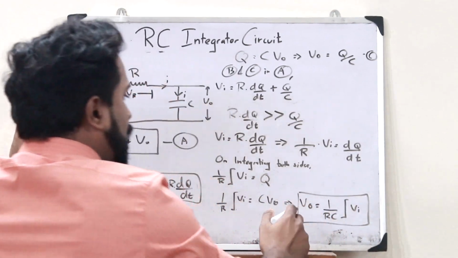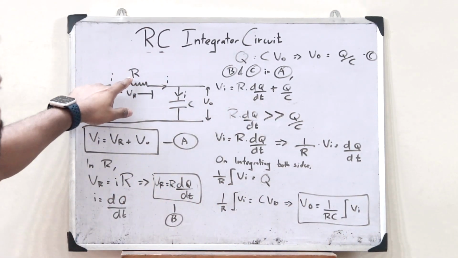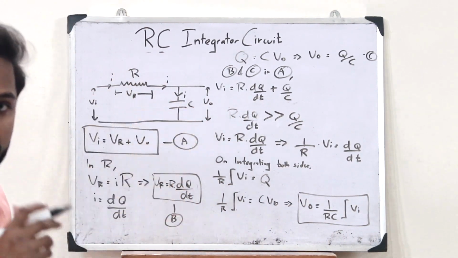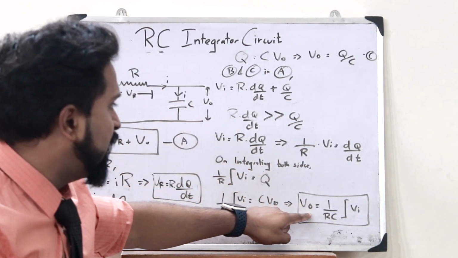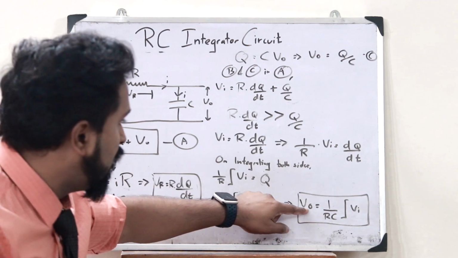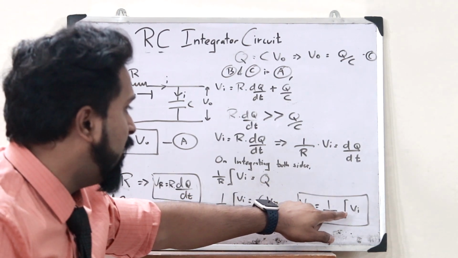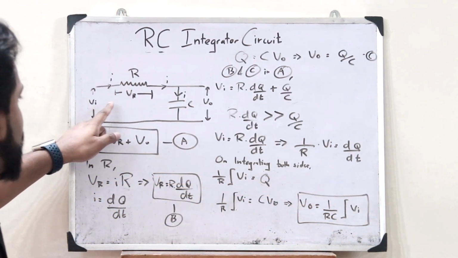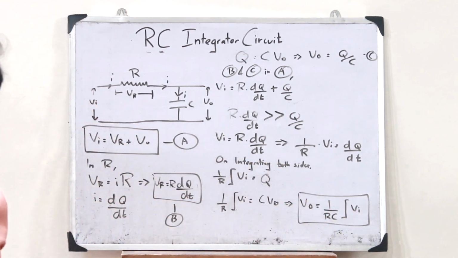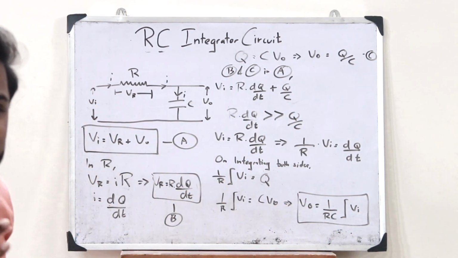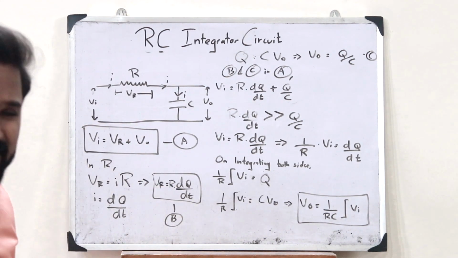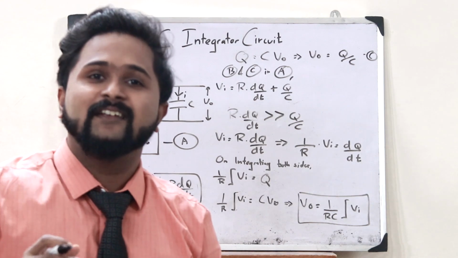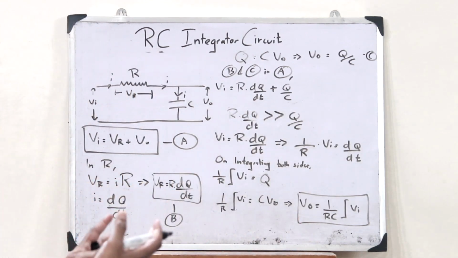Here the values of R and C are constants, because resistance and capacitance are constant. Therefore the output voltage V0 is equal to a particular constant multiplied by the integral of the input voltage. This is the mathematical explanation for an RC integrator circuit. This is simply what you refer to as an RC integrator circuit. As simple as that, guys.